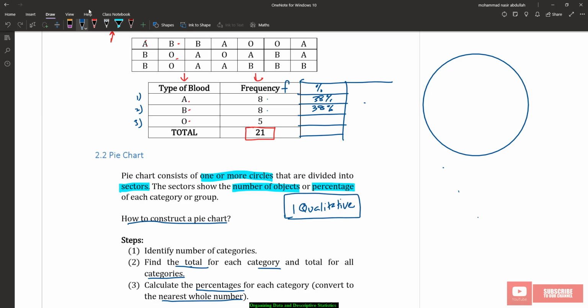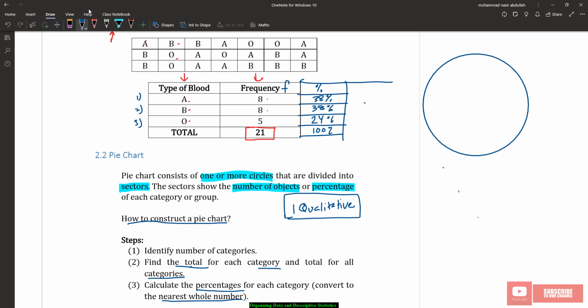So it should be 24. Right? 24. 23 we convert. And then the total should always equal to 100%, because we are calculating percentage. 38 plus 38 plus 24 should always equal to 100%. So this is how we calculate a percentage.